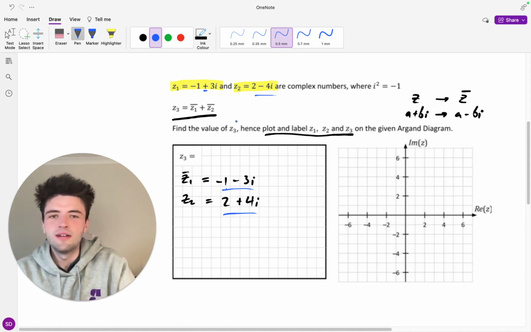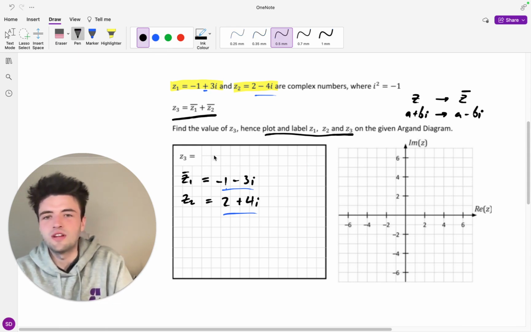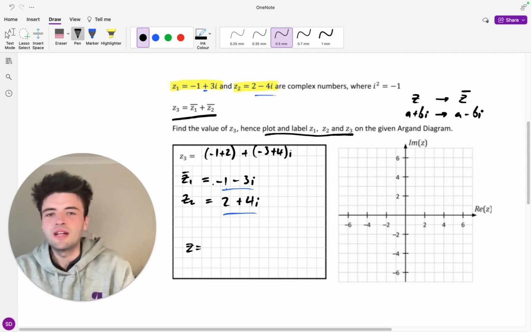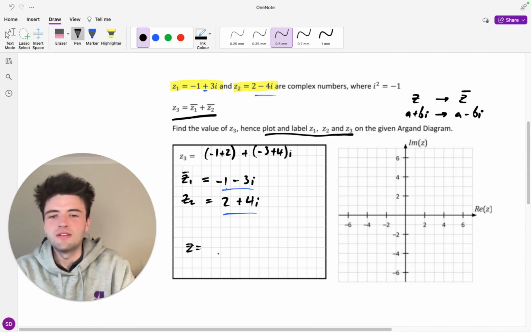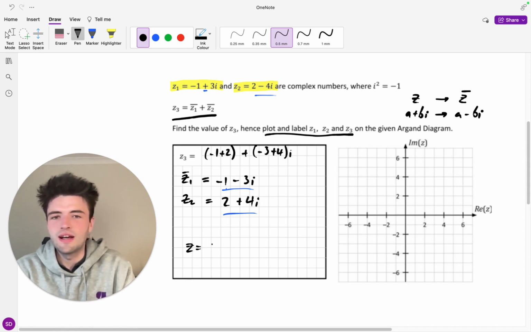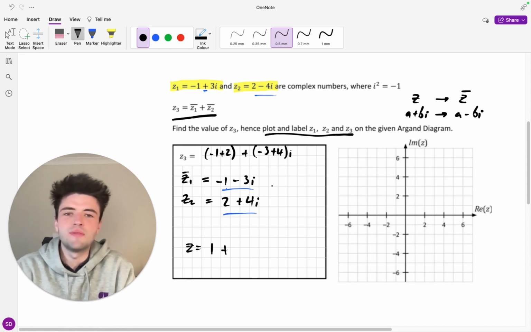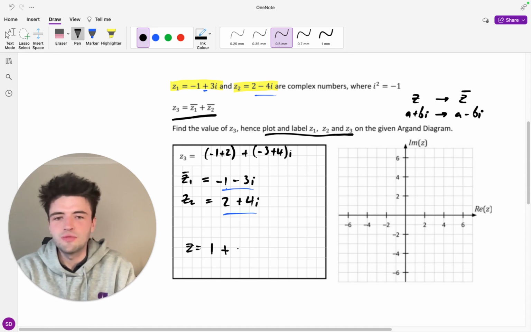It's definitely good to get some practice doing the conjugates and get comfortable with those for the exam. But we've done that now, and we can just add these together to find the value of z3. When we're adding complex numbers, we simply add the real parts and the imaginary parts, and then we've got a new complex number. So for our real parts for z3, we've got minus 1 plus 2, so that's just going to be 1. And for our imaginary part, we've got minus 3 plus 4, which is actually 1 once again, so we can just put i.